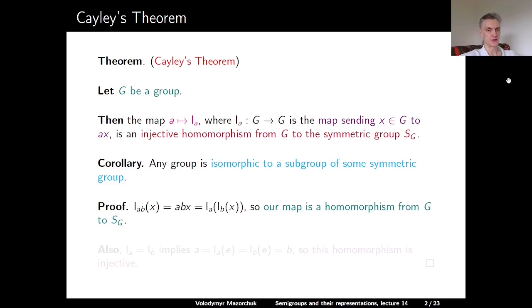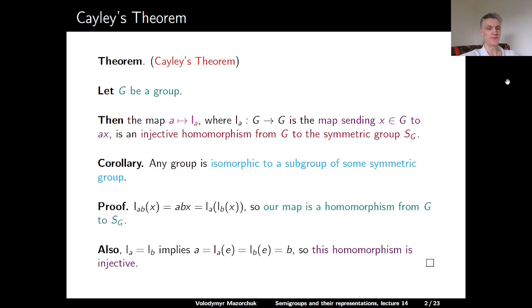So here is a proof of the theorem. If we apply the left multiplication with AB to an element x, we will get ABx, and we can write this as A times B times x. So this is the same as the composition of the left multiplication with A after left multiplication with B applied to x. And this indeed shows that our map is a homomorphism from G to the symmetric group SG.